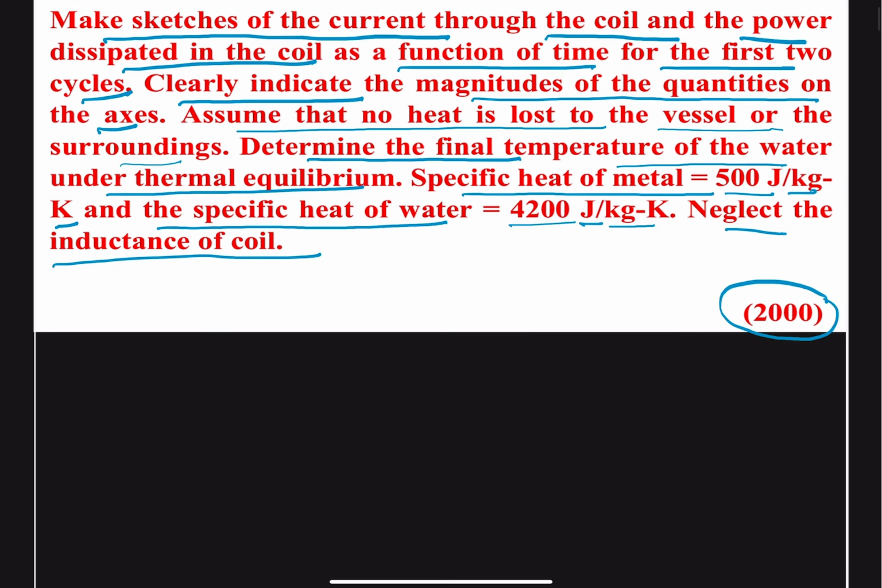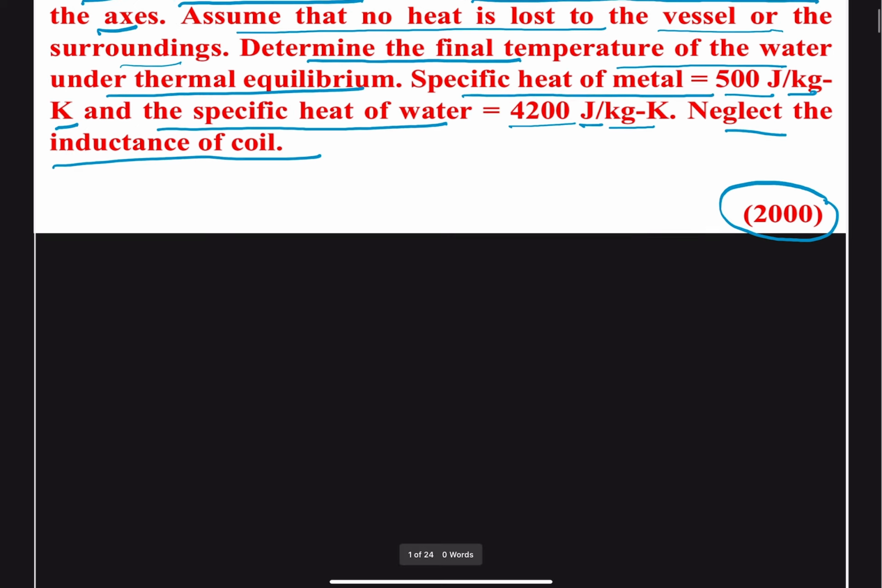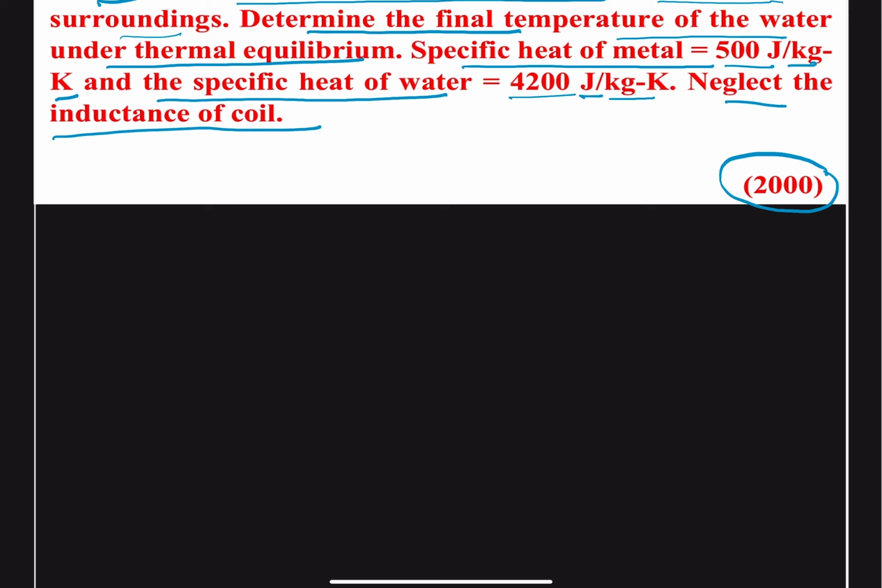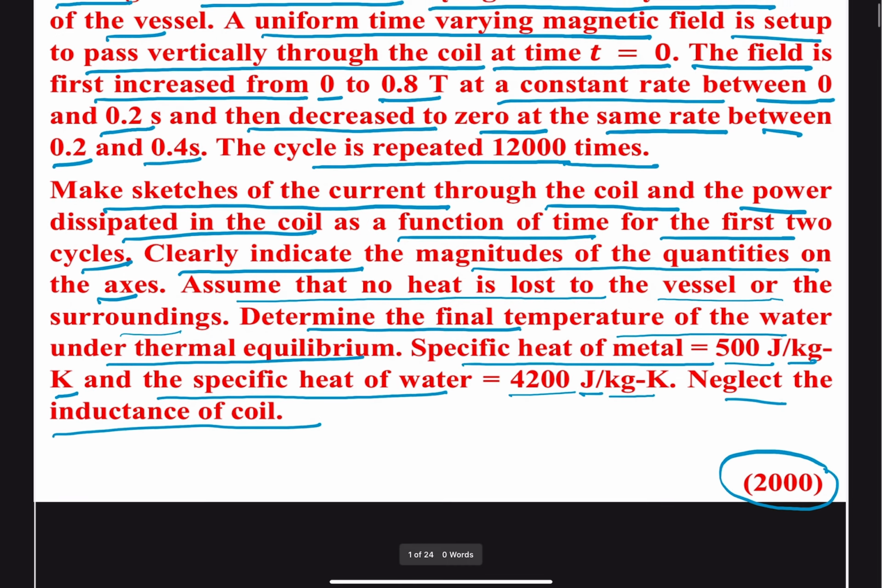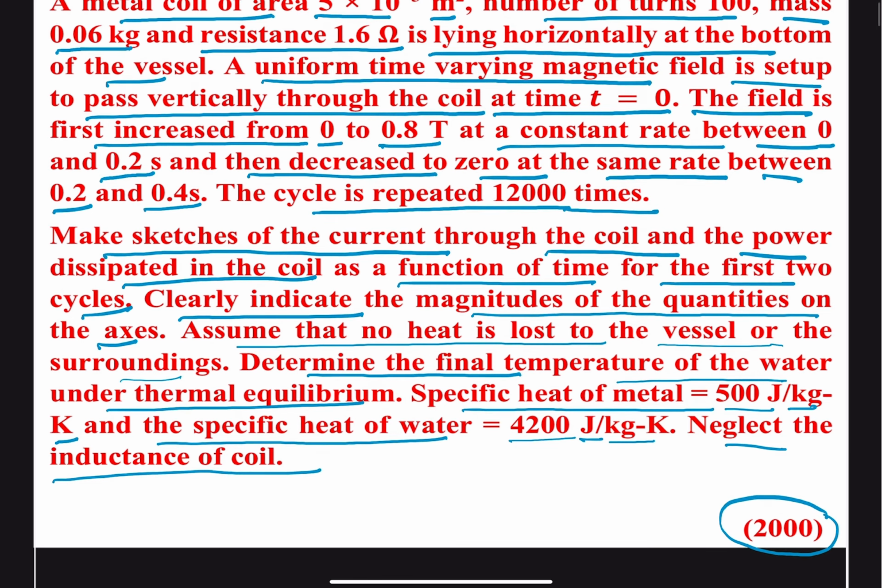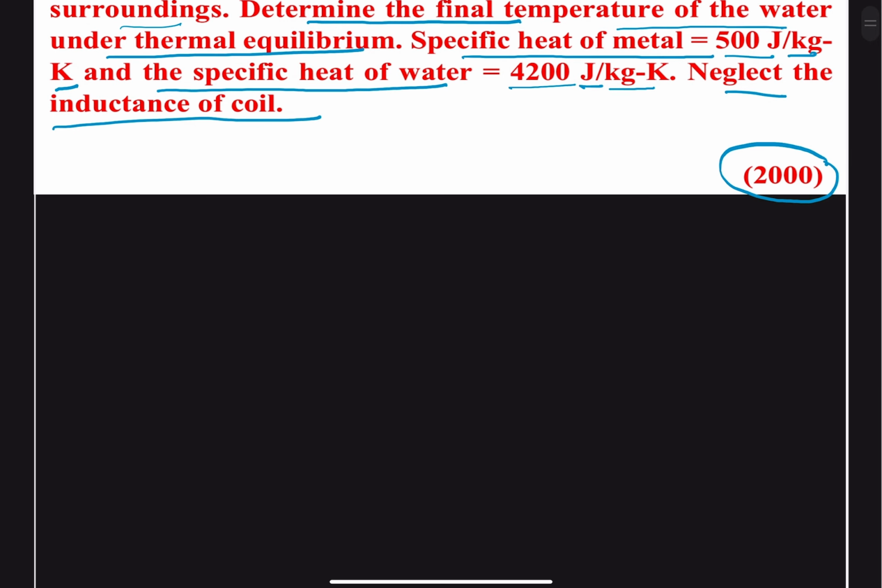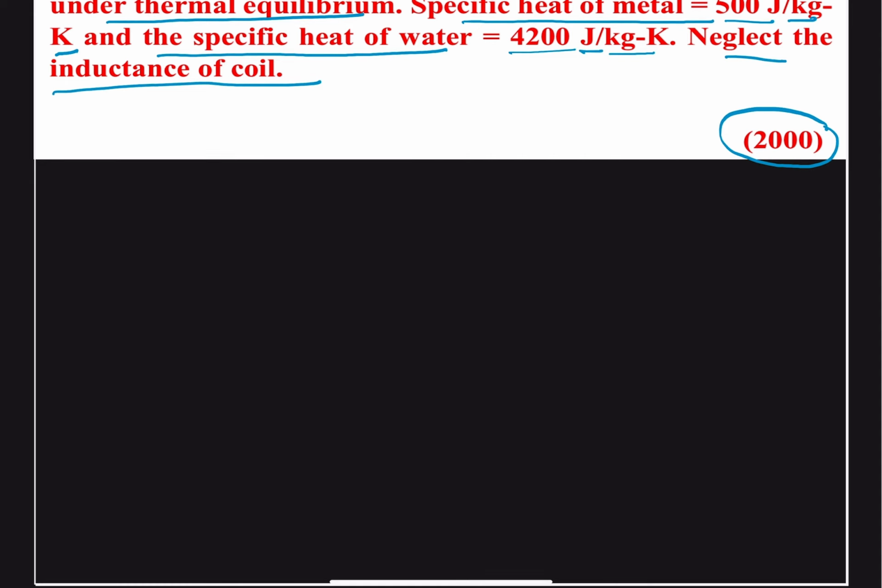In this case, we are given that there is a time varying magnetic field that passes vertically through the coil, and because of that the EMF will be induced, resulting in the current in the coil. The coil is having some resistance, which is given as 1.6 ohm, and because of that resistance the joule heating will take place and ultimately the temperature of the water and the coil is going to rise. So we start from that only.